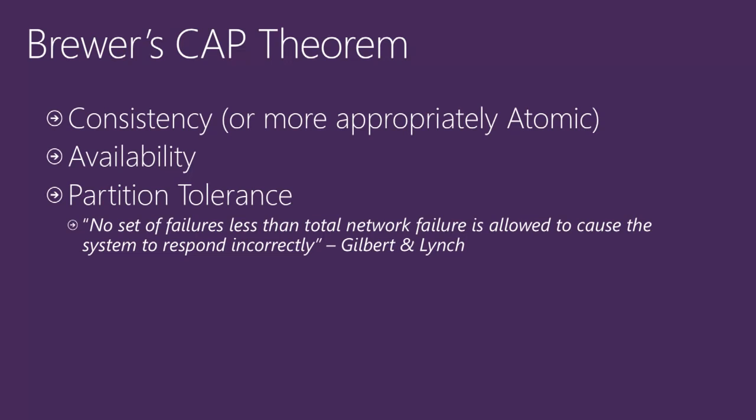And partition tolerance: if you have a big system, parts of the system can die, but you still have your system up and running. What that really means, if you look at the Gilbert and Lynch white paper, which is a very good white paper if you want to read about it in detail, is that no set of failures less than the total network failure is allowed to cause the system to respond incorrectly. So again, if you have redundancy built in, you could actually achieve that.